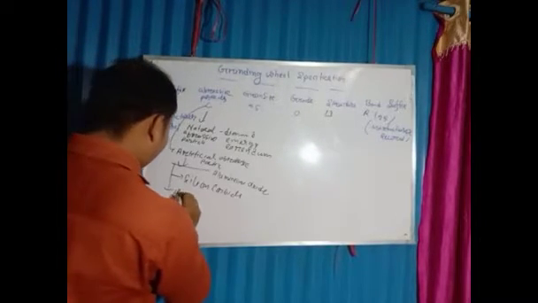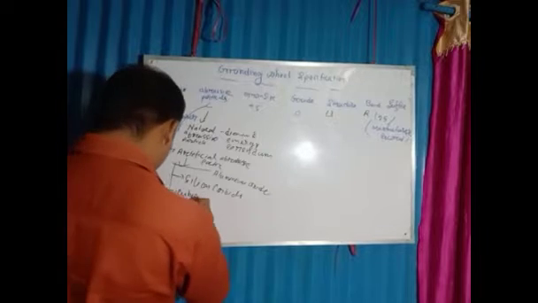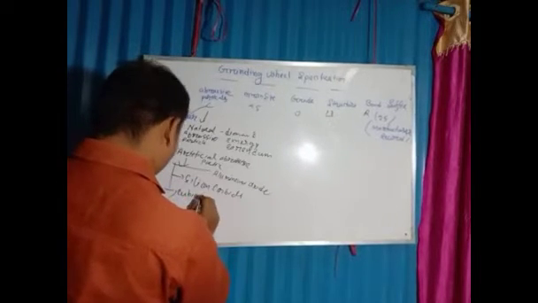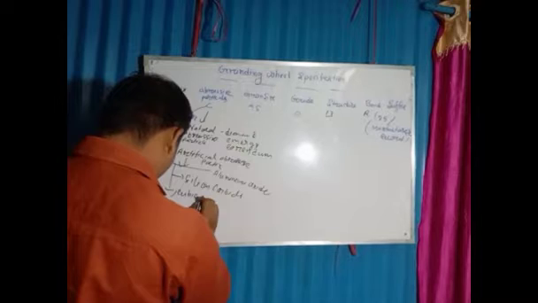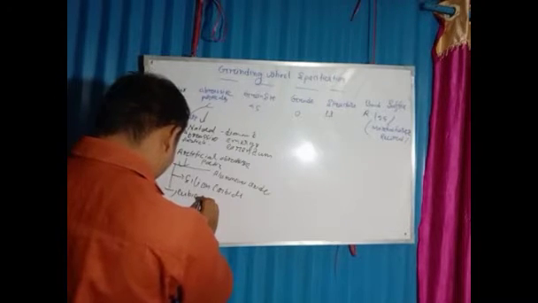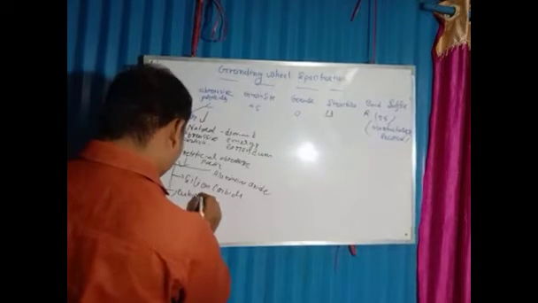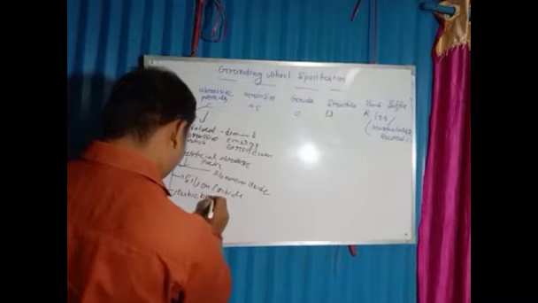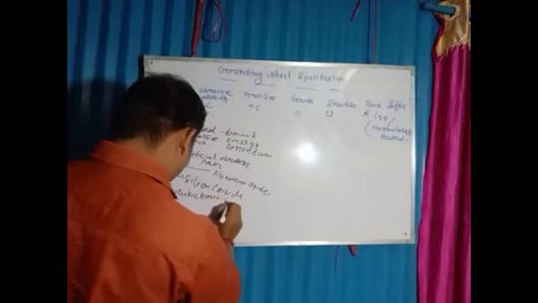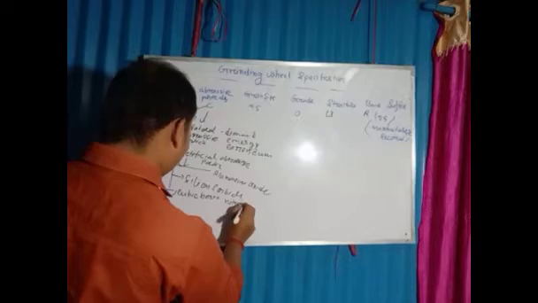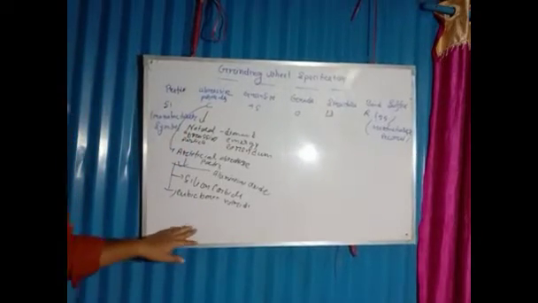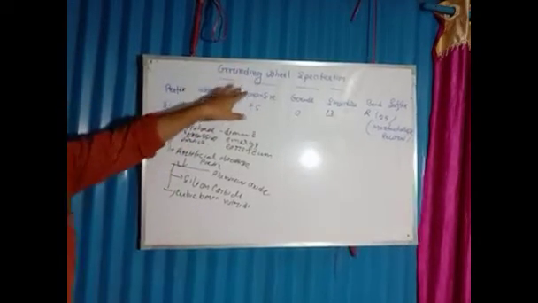Cubic boron nitride. Cubic boron nitride. So here we can see abrasive particles.